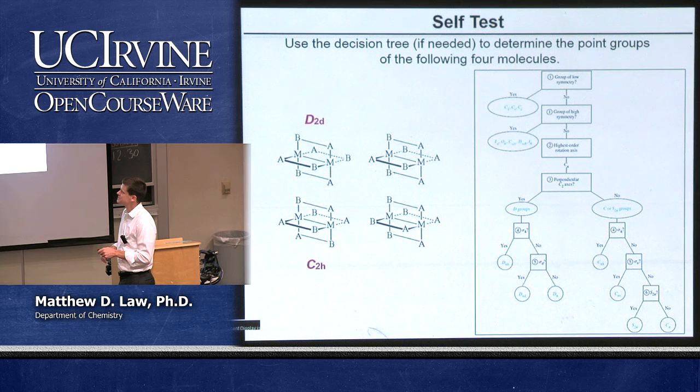What do we think about a Ci point group? What does Ci have? It has the identity, and it has an inversion center, right? Does this molecule have an inversion center? Does not. Does this molecule have a mirror plane? Where is that mirror plane?